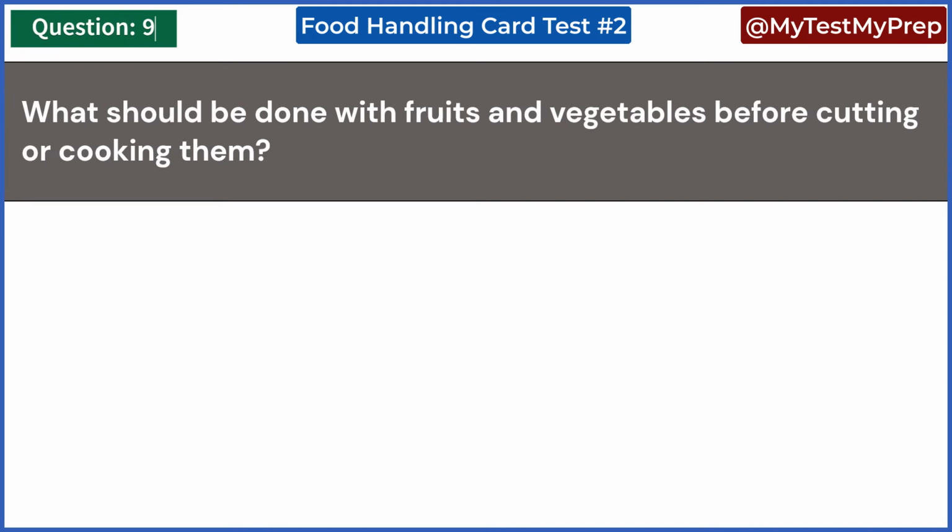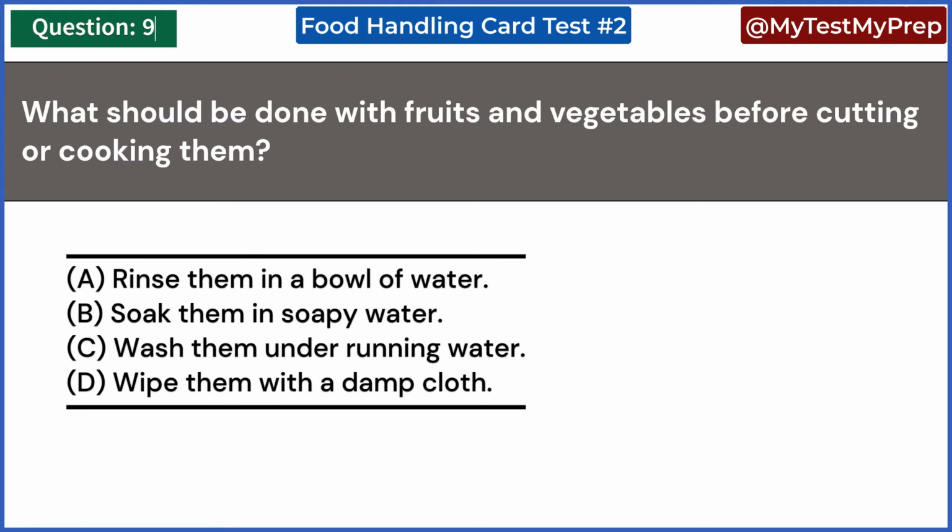What should be done with fruits and vegetables before cutting or cooking them? A. Rinse them in a bowl of water. B. Soak them in soapy water. C. Wash them under running water. D. Wipe them with a damp cloth. Answer C. Wash them under running water.